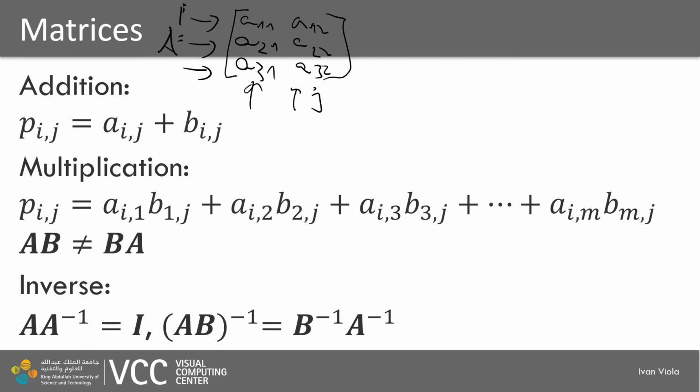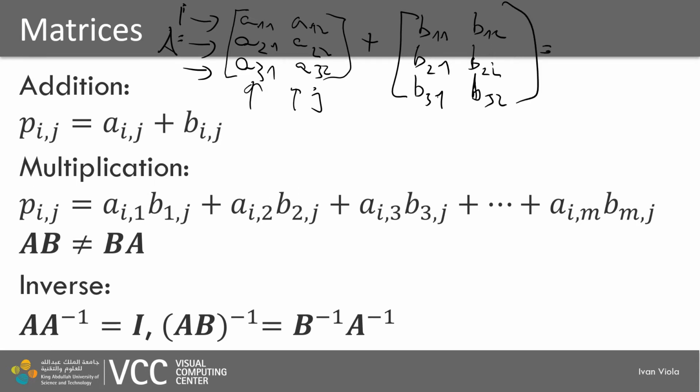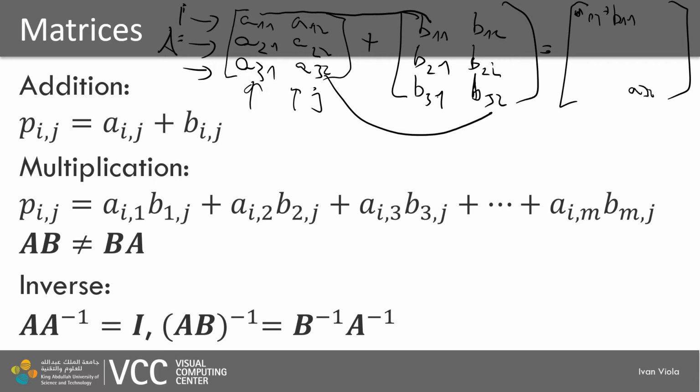So if we have here another matrix, plus, let's say, B1,1, B1,2, B2,1, B2,2, B3,1, B3,2, then we just sum up the individual elements. So this one with this one, and so on, in order to form the final matrix, which will be A1,1 plus B1,1 as one element. The very last element will be A3,2 plus B3,2.